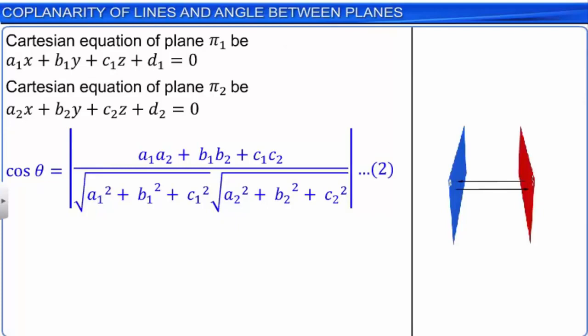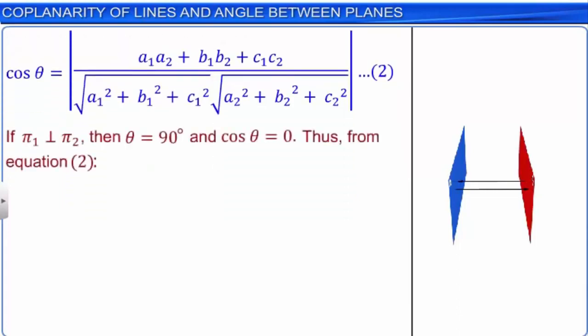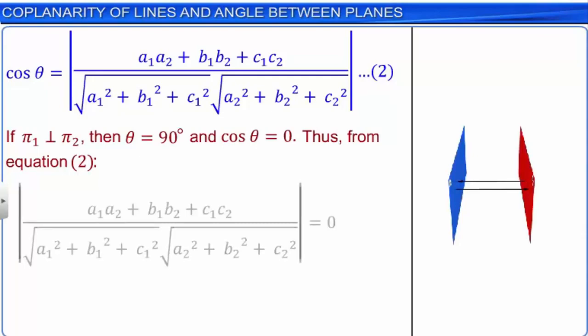Note that here A1, B1, C1 and A2, B2, C2 are the direction ratios of the normals to planes pi1 and pi2, respectively. If planes pi1 and pi2 are perpendicular to each other, then cos theta becomes 0. Substituting this value in equation 2, we get the condition to verify if the given two planes are perpendicular.